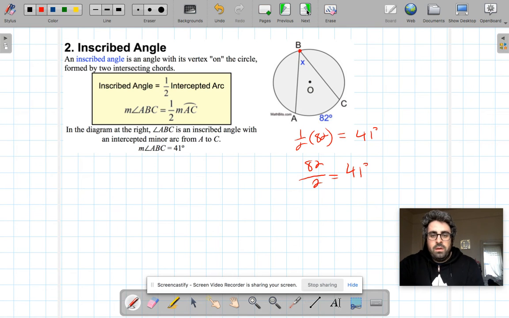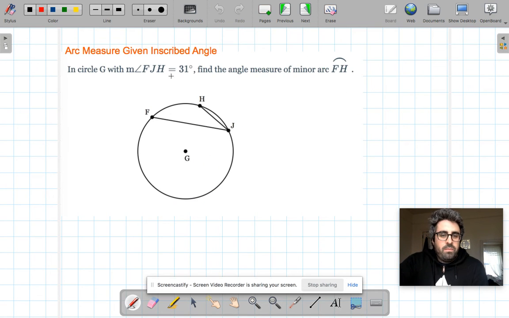Okay, so how do we use this in a problem? Well, let's read it first. In circle G, with the measure of angle FJH as 31 degrees, find the angle measure of minor arc FH. So we're looking at this arc right here. In this case, we weren't actually given the arc. We were given the angle.